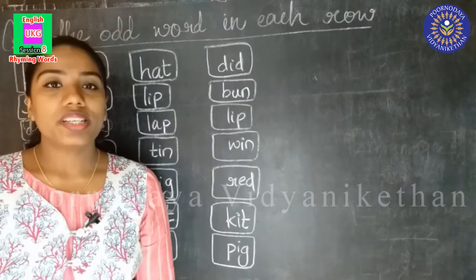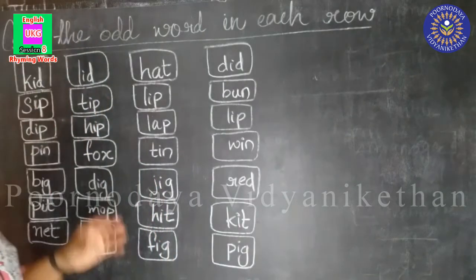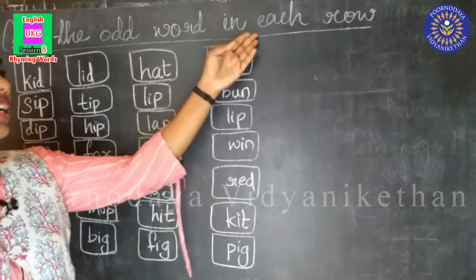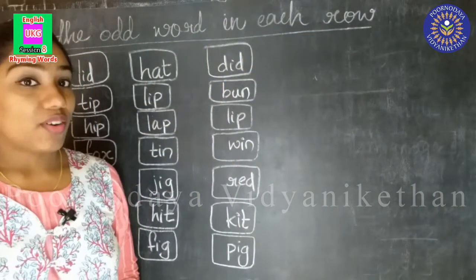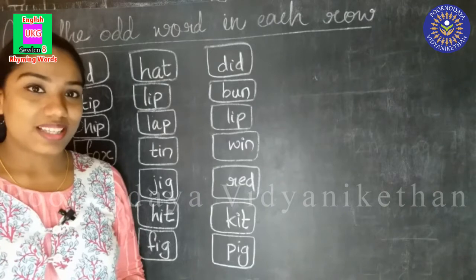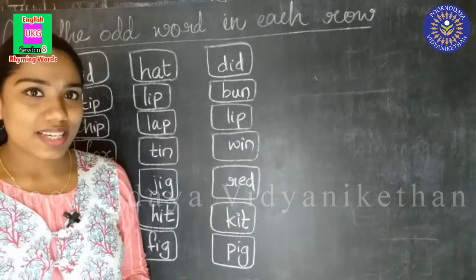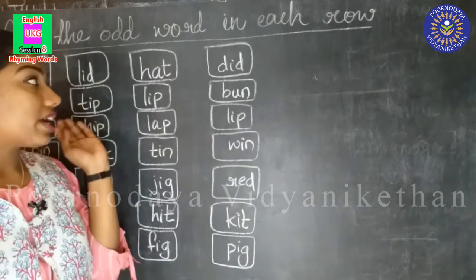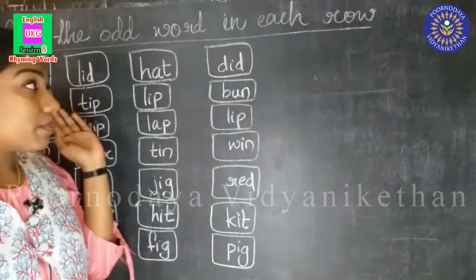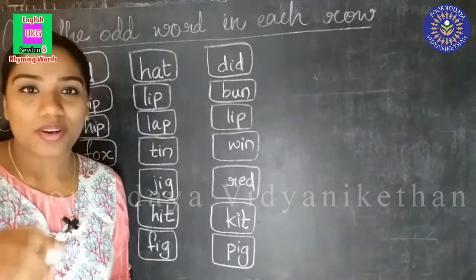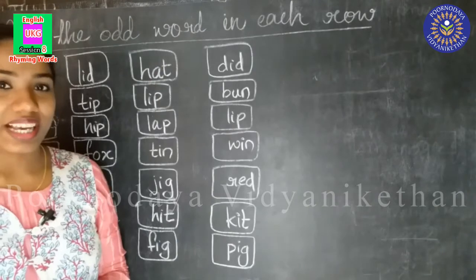Now, we are going to do an activity. See this, children. Cross the odd word in each row. We have already learned rhyming words, isn't it? Now we are going to find out the odd word from each row and cross it. We have already done this activity.